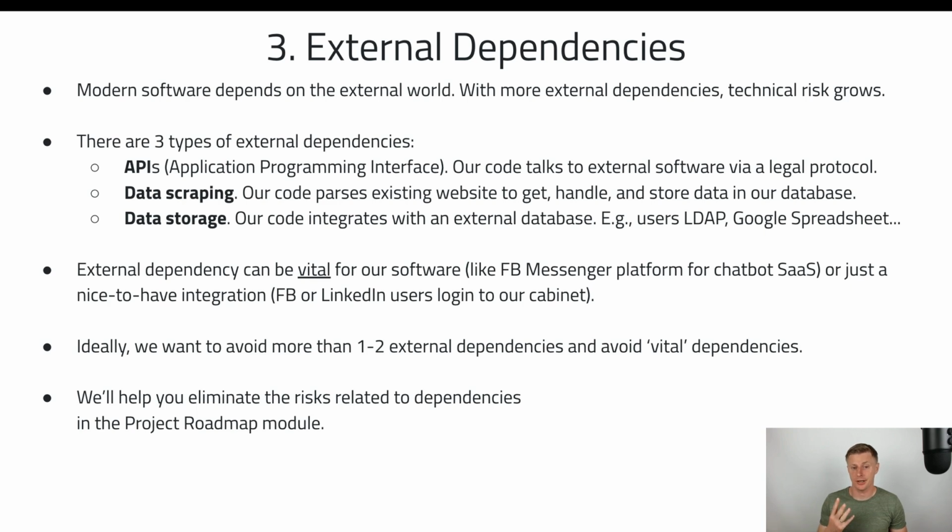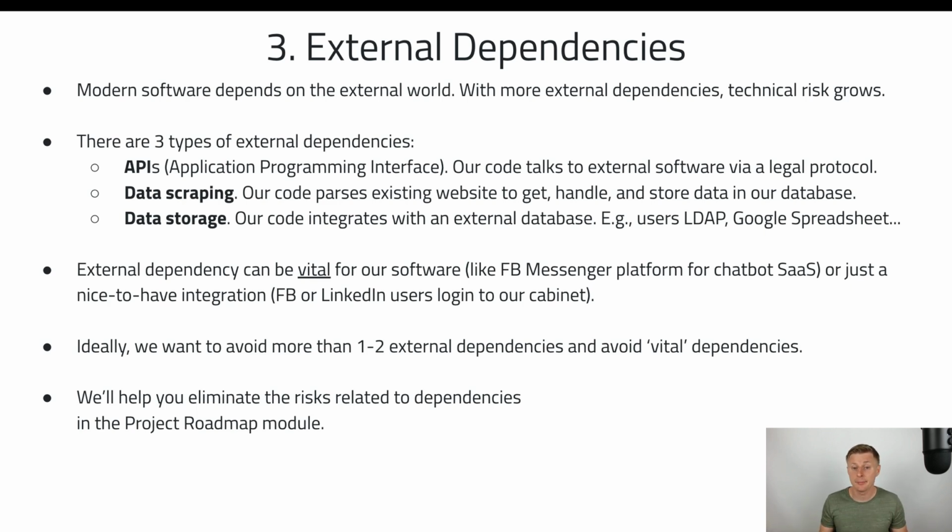Criterion number 3. External dependencies. Most modern software products depend on the external world. These external dependencies can help us get data from other websites. They can help us log in our users into our software cabinet with, for example, a Google account. Also, external dependencies can help us integrate different software within our business. Actually, external dependencies can help us do a lot of different things.